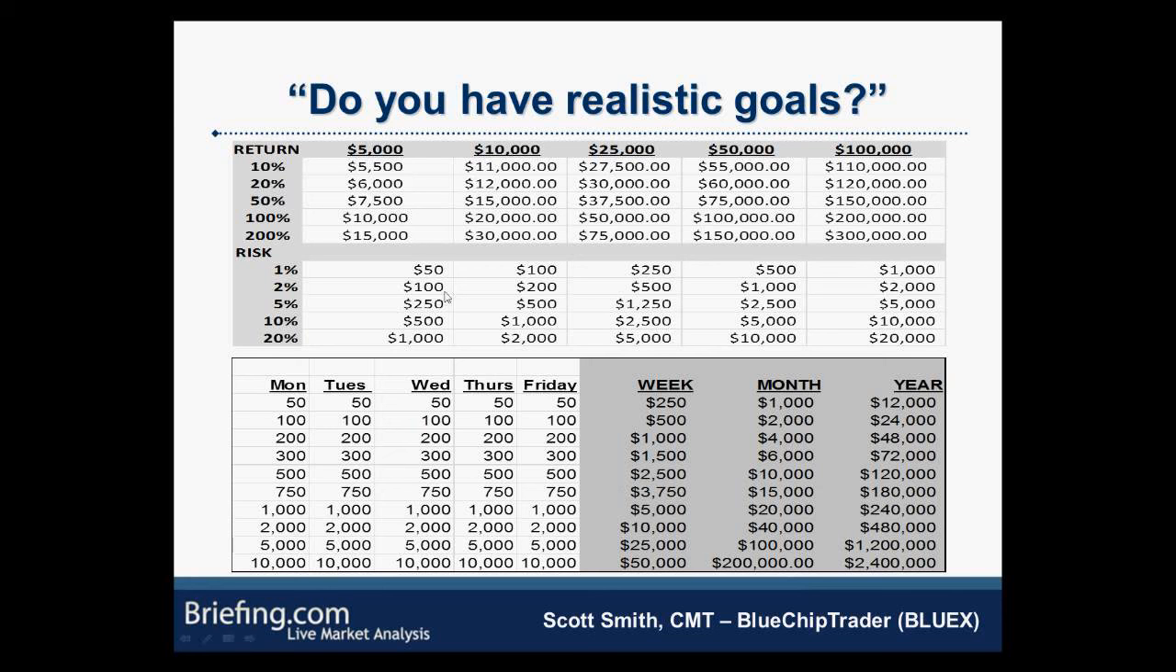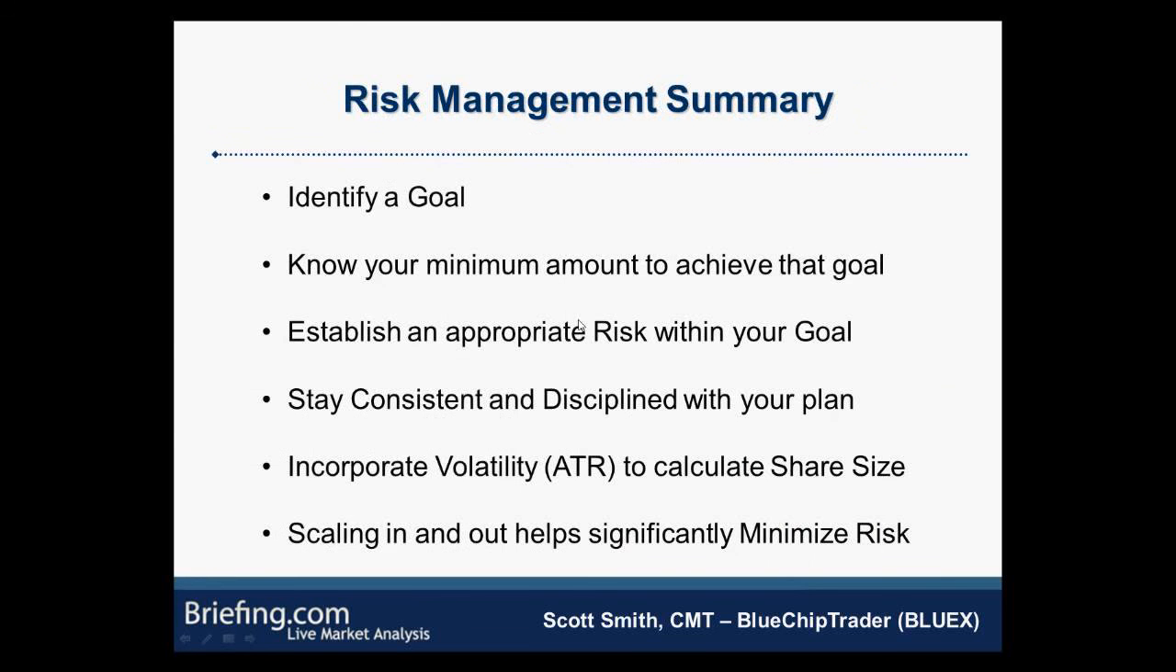This middle part here, obviously, is if you have a $10,000 account and you're risking 1%, it's $100. If you have a $50,000 account and you're risking 5%, that's $2,500 on each one. And again, you need to take that into account as how much you should be risking on a daily basis, on a weekly basis, to achieve your longer-term goals.